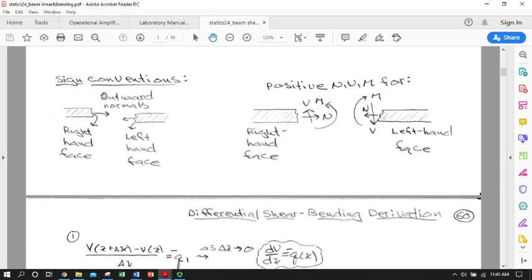So a word about sign conventions. When we cut a body or we cut a beam and we start assigning these forces outward from the cut section, we'll be talking in terms of a right-hand face or a left-hand face.